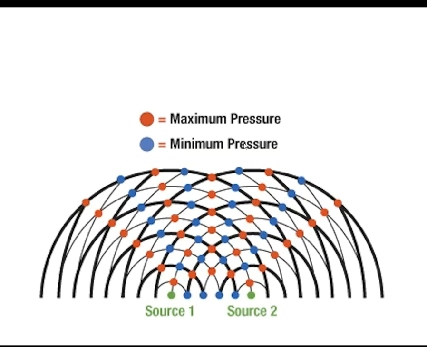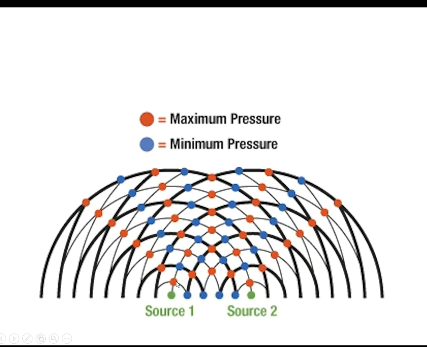So if we just think about a case where we have two speakers, so notice these two green dots here will be our sources. Each of them has a series of rings around it. And so these correspond to areas of maximum pressure and minimum pressure. And so if you notice here, you could think about the thinner lines as being like the trough, and the thicker lines as being the peak.